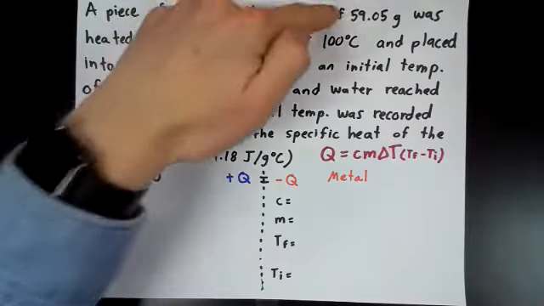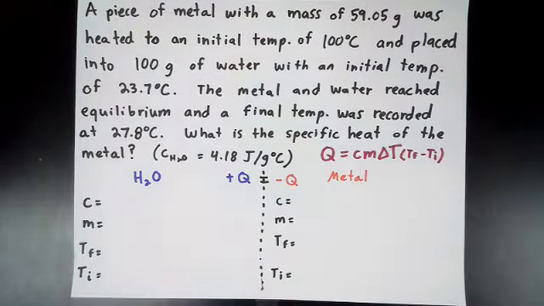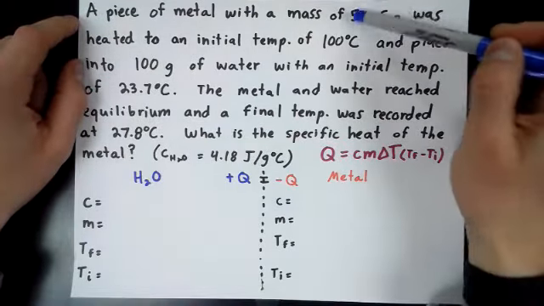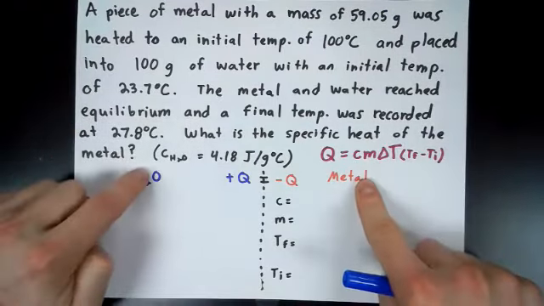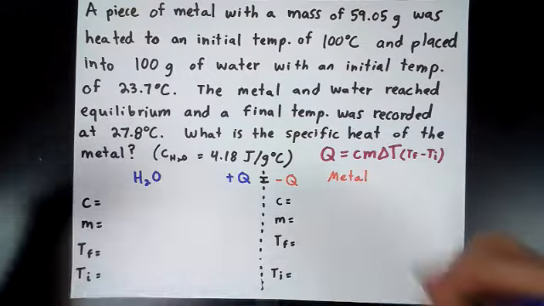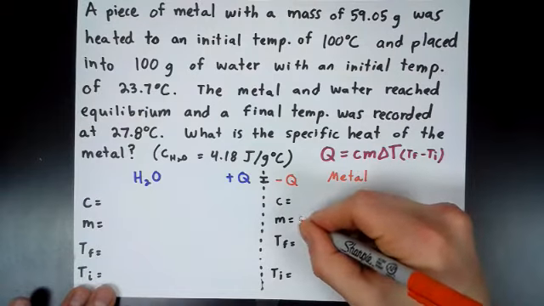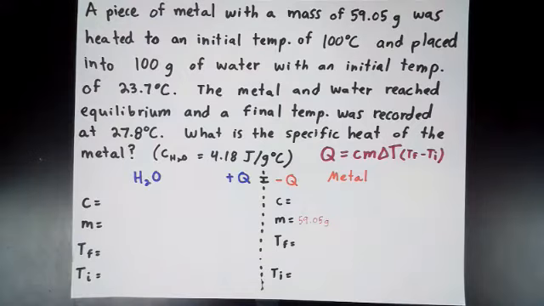So I'm just going to read through this and highlight and jot down the information that is relevant. It first starts off by saying we have a piece of metal that has a mass of 59.05 grams. Now, because we are dealing with both metal and water here, we need to make sure that we have separate tables for each. Because this is saying that we have a metal with a mass of 59.05 grams, I'm going to include that as my mass of my metal, 59.05 grams. So we've got that taken care of.